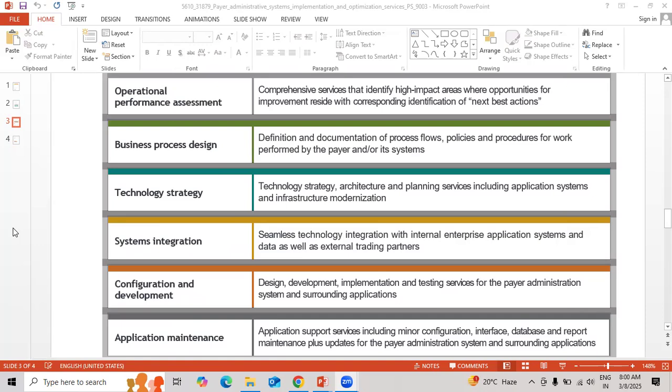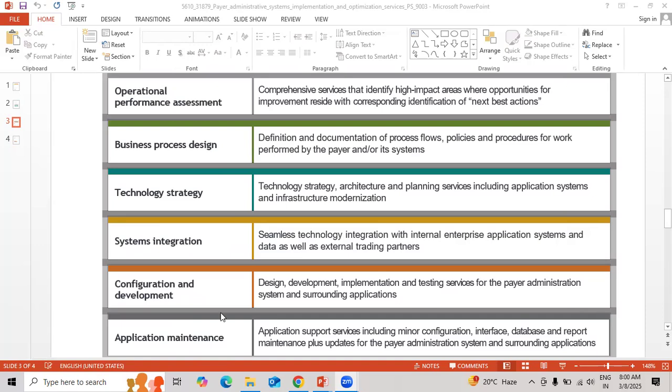At the same time, we are changing the infrastructure now. Infrastructure modernization is something we are doing. At the same time, systems integration, wherein we need to integrate the system technology with internal applications and enterprise applications, and also the kind of data that we use for external trading partners. This is all part of system integration.